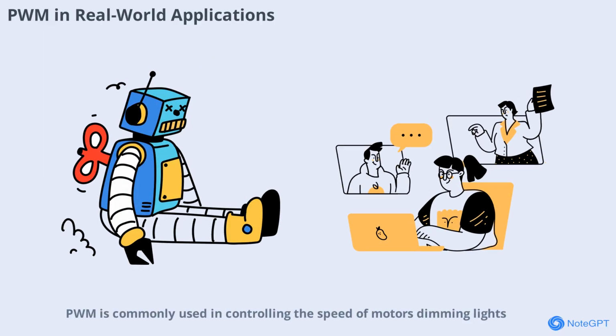PWM is commonly used in controlling the speed of motors, dimming lights, and generating audio signals. Its ability to efficiently control power delivery makes it ideal for embedded systems and power electronics. In audio applications, PWM can be used to create high-fidelity sound with minimal distortion. The versatility and robustness of PWM have made it a standard technique in many modern electronic devices.